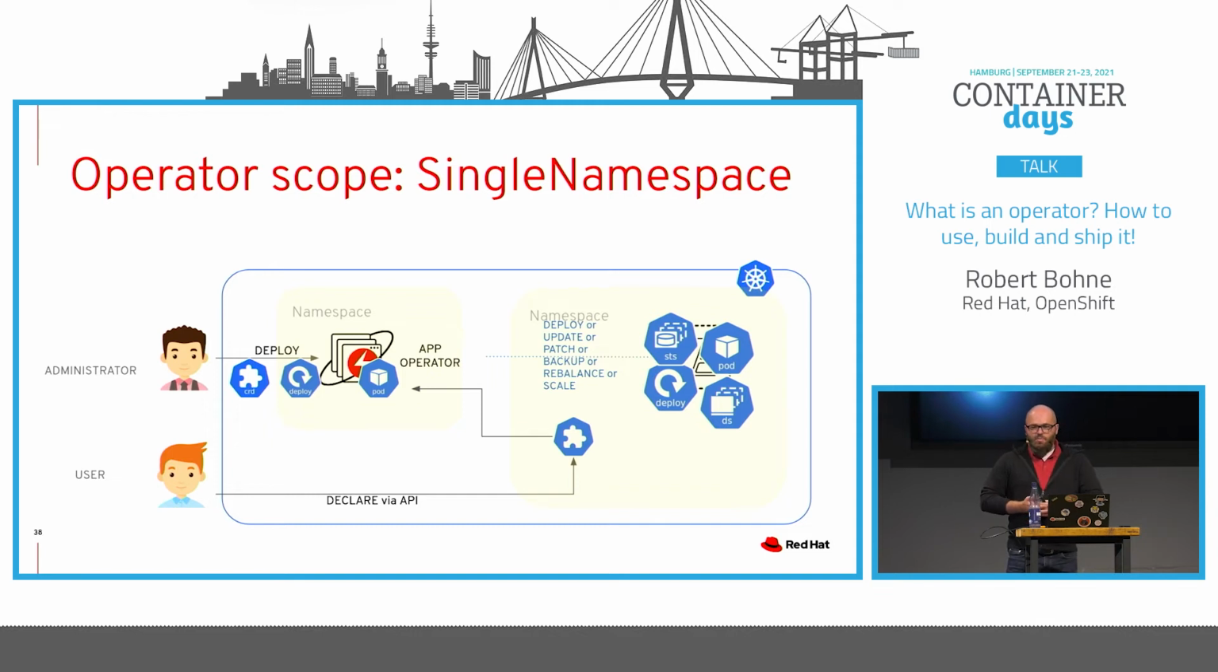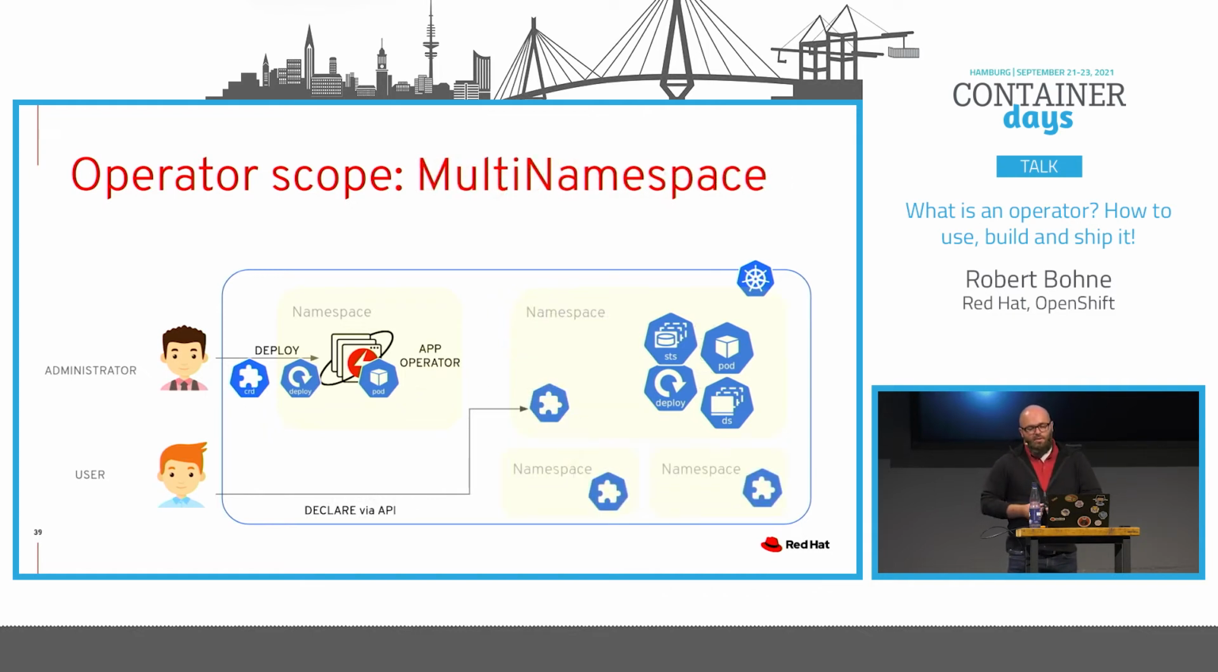Or SingleNamespace, then you have a namespace where your operator is running, and in another namespace is the actual stateful application running. Or you have multiple namespaces, so basically your entire cluster: you deploy your operator, and the operator is watching for a custom resource in every namespace on the cluster. And if the CR comes up in one of those namespaces, then the operator recognizes it and does something.